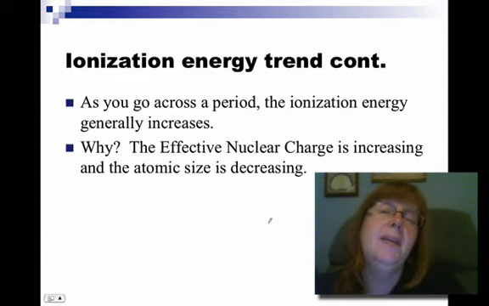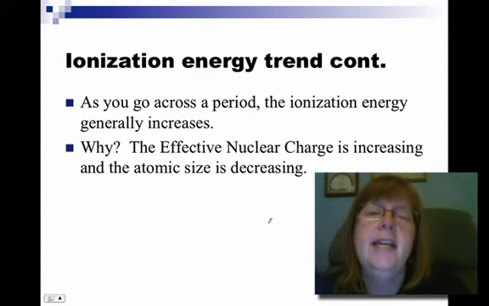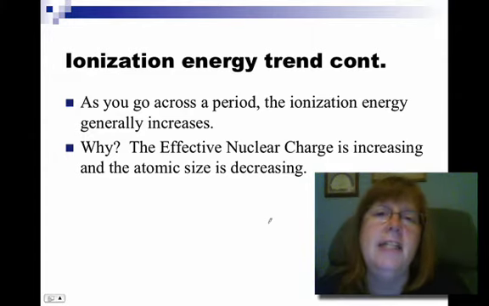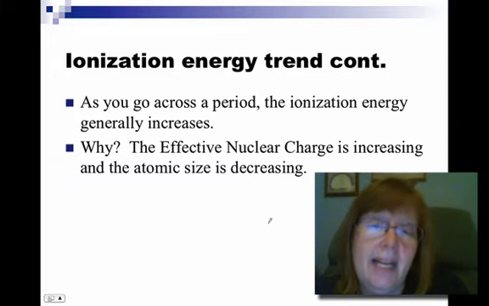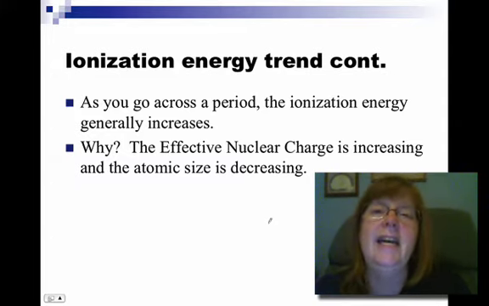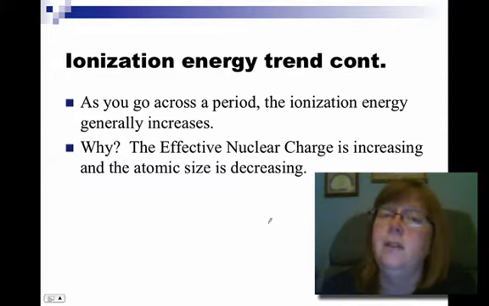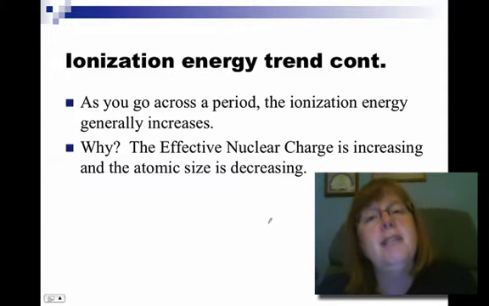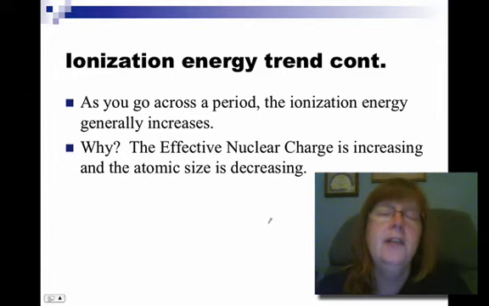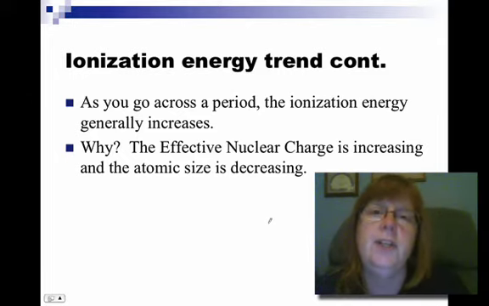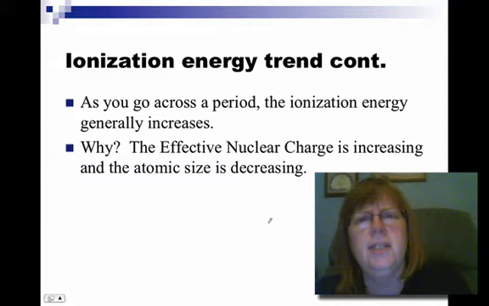All right, but as we go across a period, now the electrons are still in the same energy level as we're going across, but what's happening is they're more tightly held because we're putting more protons in the nucleus. So as you go across a period, the ionization energy generally increases. There are a few exceptions to this trend, but we're not going to worry about them just now.